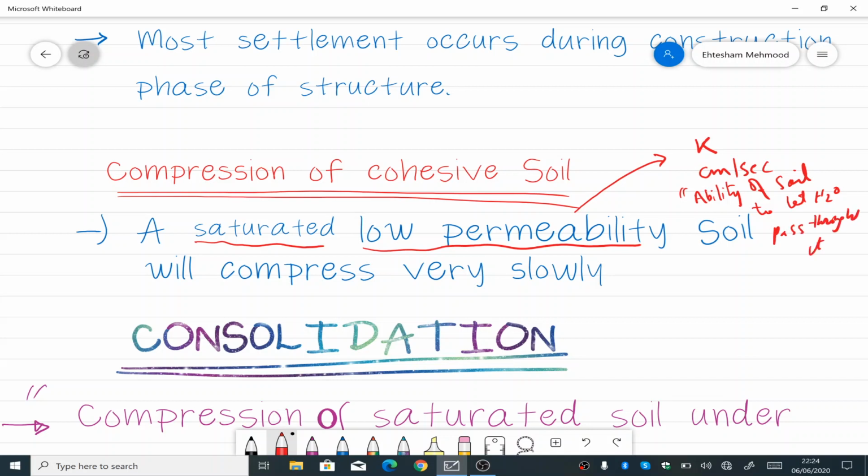Though it's a very crude definition, we will discuss it in detail. Our next topic in consolidation is permeability, so we can discuss it in detail there, but for now we can understand that permeability is the ability of the soil sample to let water pass through it. If it has very high permeability, water will quickly flow through that soil material, and if it has very low permeability, it will take maybe weeks or months for water to pass through that soil material.